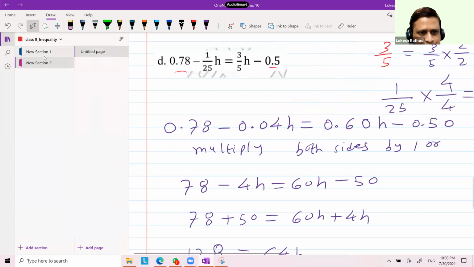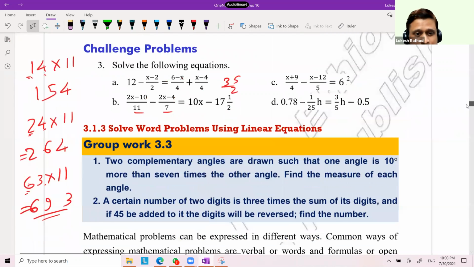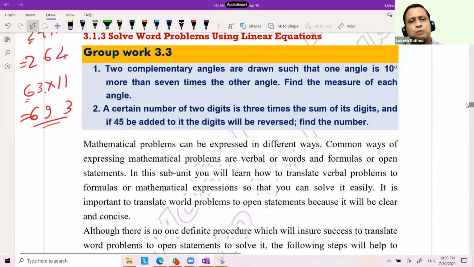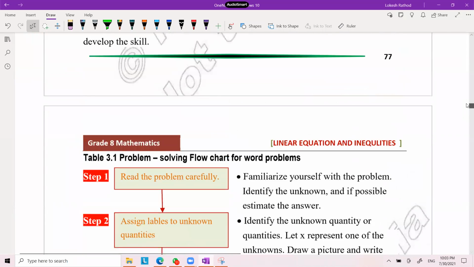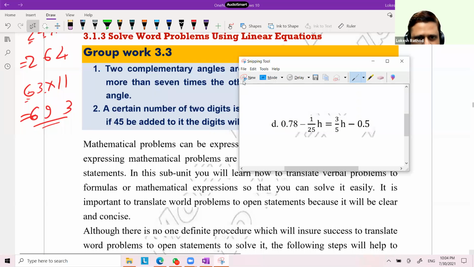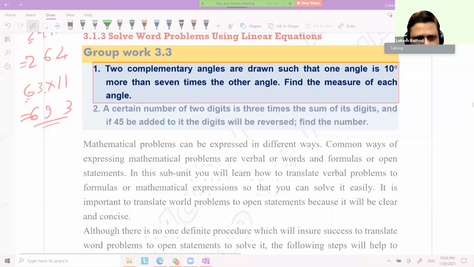Next we have word problems. Okay, how to solve a word problem? Obviously, whenever a word problem is involved, we convert it into a mathematical equation and then we solve it. Right? So we can do these questions, right? So I want to do this question first.